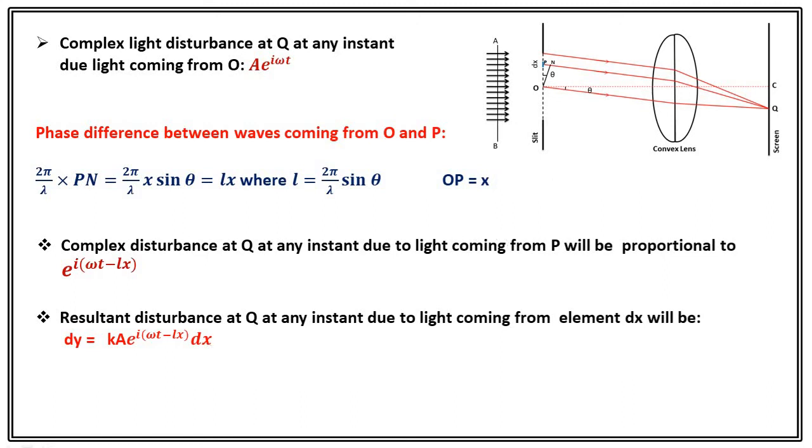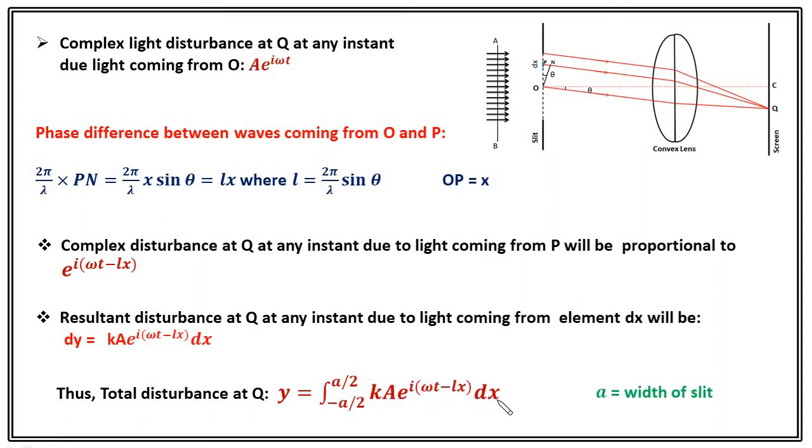Now the main question: what will be the complex light disturbance at Q due to the whole slit? Suppose that the slit width is a and O is the center, then from O downward we have a/2 and above we have a/2. Okay, O is the center, total width of the slit is a. So how can we do it? Just integrate over the whole x. Total disturbance at Q will be y, the integration from −a/2 to +a/2 of k a e^(i(ωt − Lx)) dx, where a is the slit width, right?